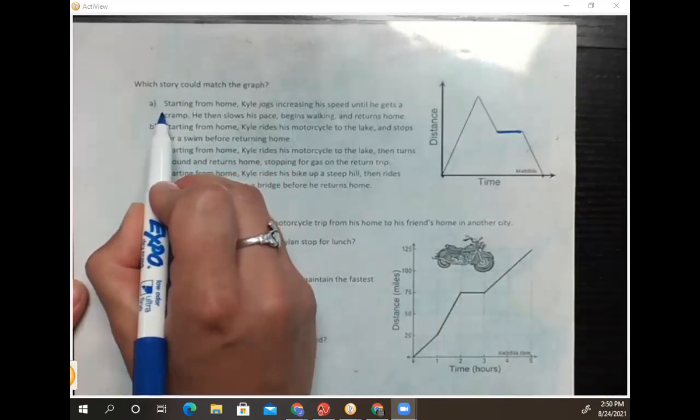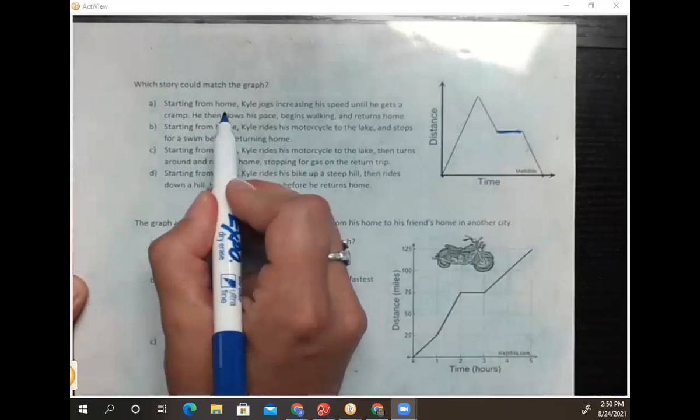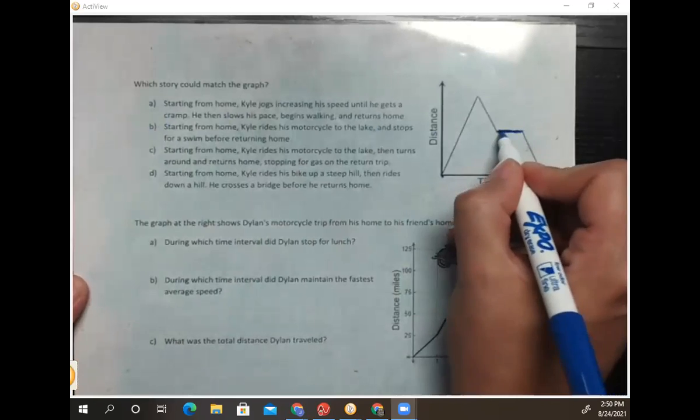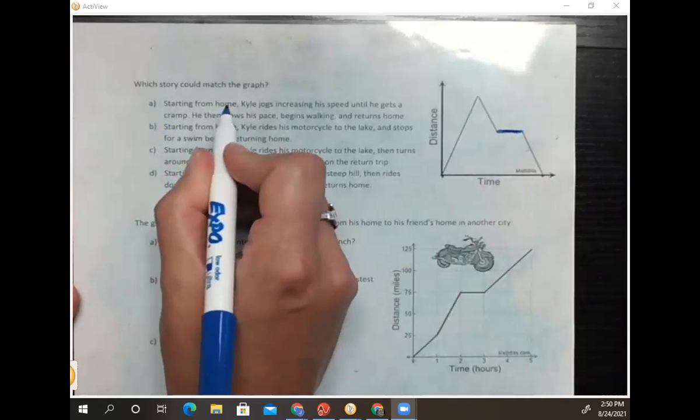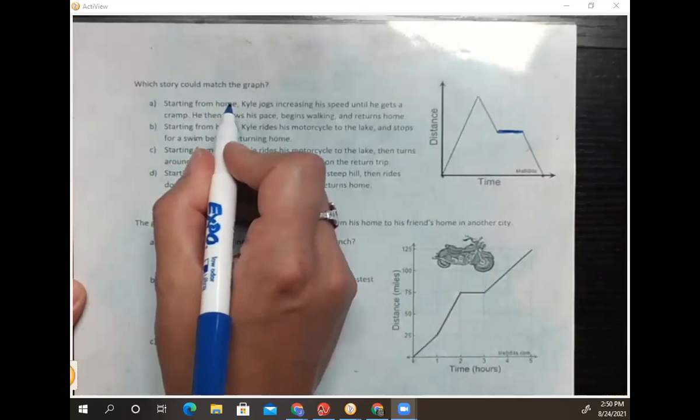A, starting from home, Kyle jogs, increasing his speed until he gets a cramp. Then he slows his pace, begins walking, and returns home. Does this match what we see in our graph here? No, right? Most notably, we don't have a stop anywhere in this scenario. It talks about the speed changing, but never about him stopping.